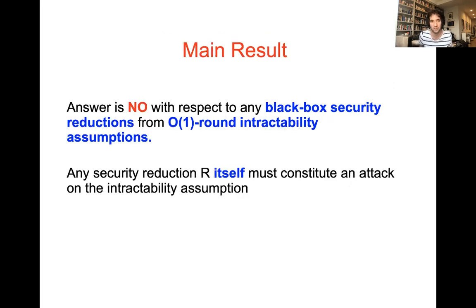So our main result shows that the answer actually is no if you restrict to black box security reductions from what's referred to as constant round intractability assumptions. I'll tell you shortly what a constant round intractability assumption is. And a little bit more precisely, what we show is that any black box security reduction from such an assumption must itself constitute an attack on the assumption. So if you manage to prove n to the epsilon leakage resilience of one-way permutations, and you base it on some constant round assumption, in fact, the reduction can be used to break the assumption on its own.